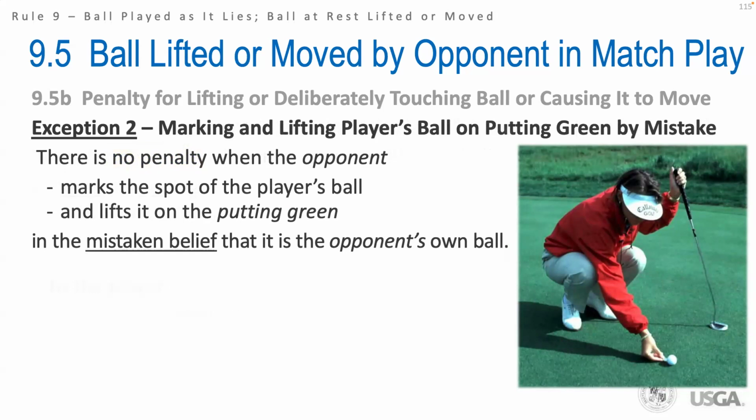There's no penalty when the opponent marks the spot of the player's ball and lifts it on the putting green in the mistaken belief that it is the opponent's own ball. So maybe we have that situation we were talking about back in Rule 7. They're hitting up to this elevated green. They don't know where either golf ball lands. They mark it, they lift it, and they see, oh my gosh, that's actually my opponent's golf ball. This exception is getting us off the hook. There's not going to be a penalty in this scenario.